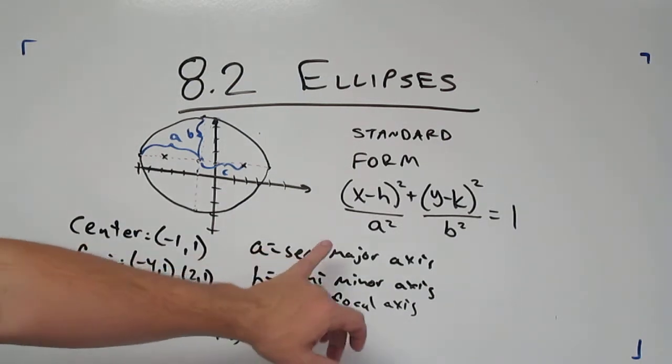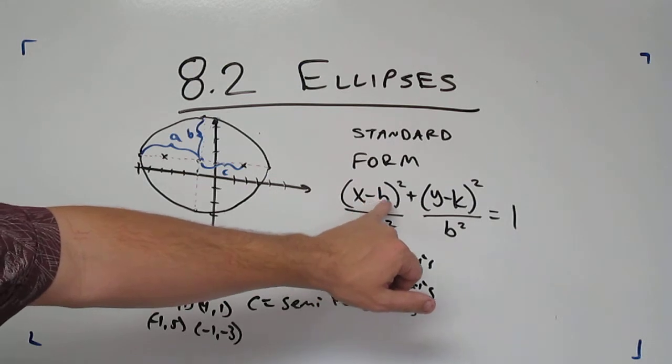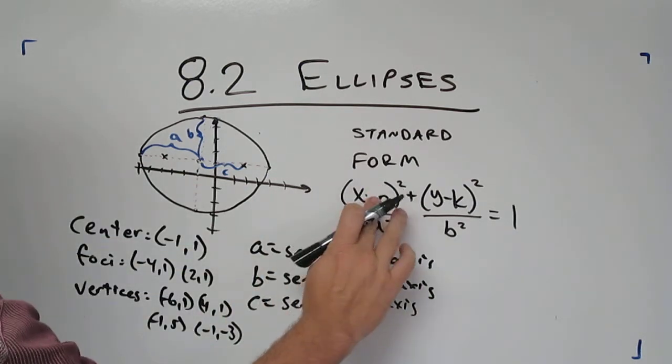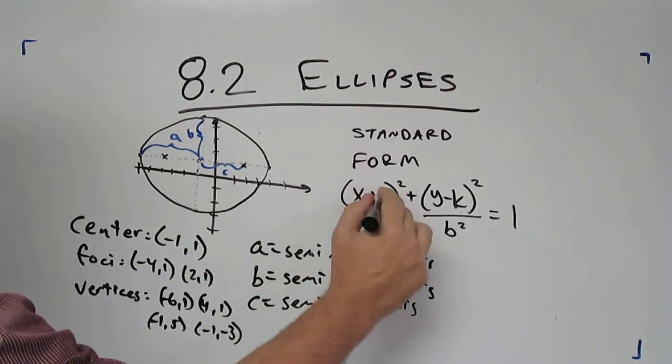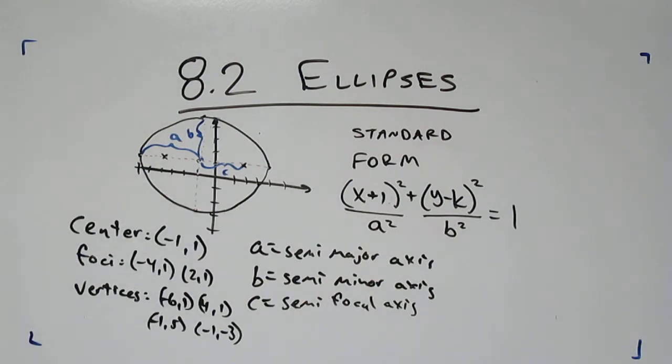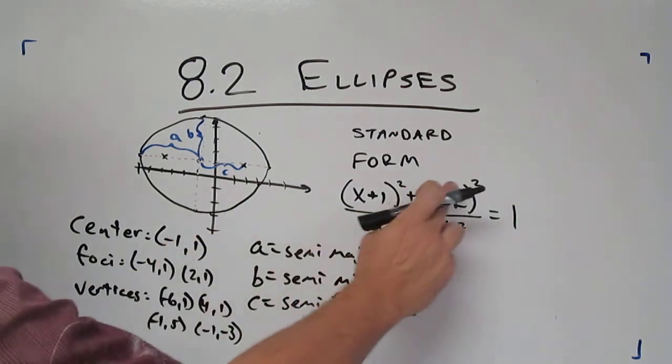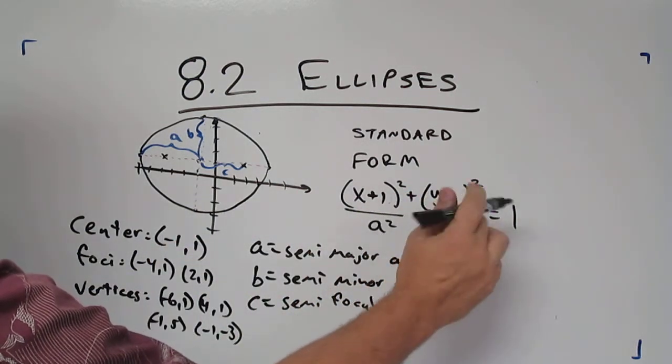Since the center is at (-1, 1), if I do x minus -1, this would show up as x plus 1. Just like with the parabola, it's the opposite of what's in the parentheses. And if I have y minus 1, I'd replace this.